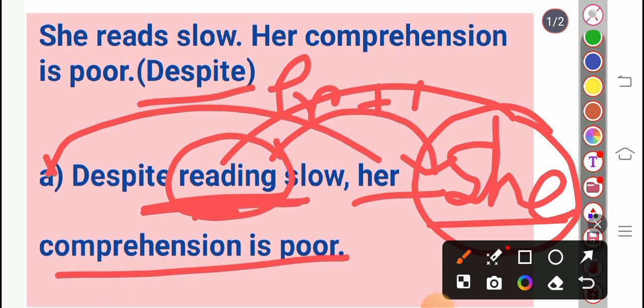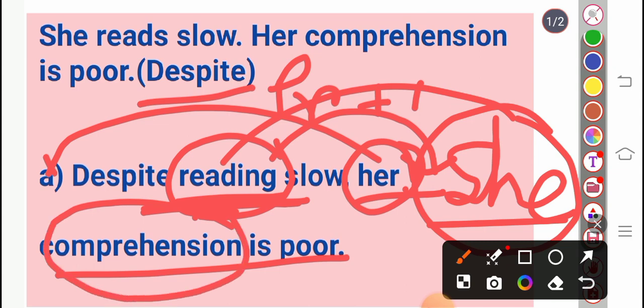Now if we want to change it, here her is the determiner of this noun. Now we have to use she here. So how can we do it? Friends, we can do it in such a way. If we use the verb form of comprehension, then only can we use she as the subject. You just look at the answer.